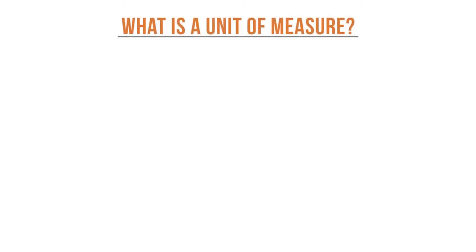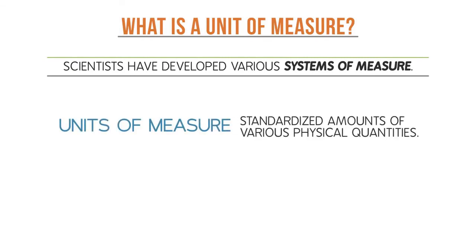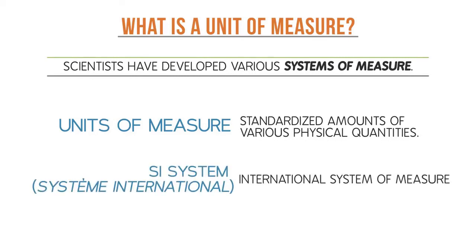In order to have accurate and reproducible ways to define magnitudes of length, volume, density, etc., scientists have developed various systems of measure. These systems are made up of units of measure, which are basically standardized amounts of various physical quantities. The SI system is the international system of measure used by scientists. It is a very comprehensive system with many units of measure. However, we will only need to cover a few of these units in order to prepare for the TEAS.